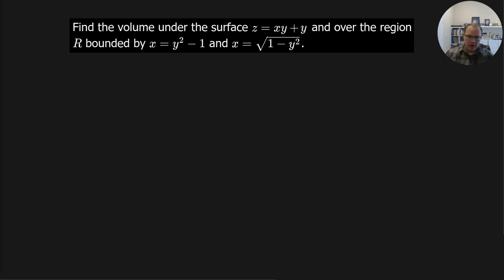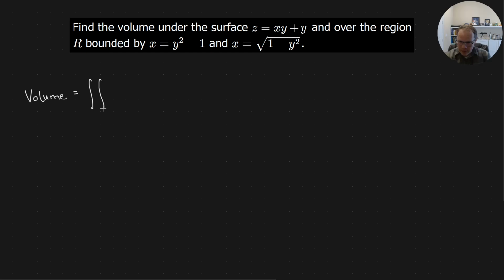Take a look at another example. Here we want to find the volume under the surface z equals xy plus y and over the region R bounded by these two curves. So this is exactly the same as what we have been doing, and this is exactly what a double integral is good for. So we want to find the volume under the surface and over a certain region.